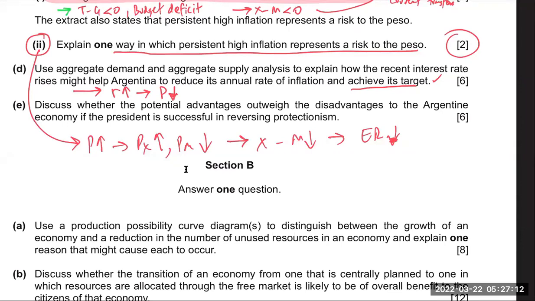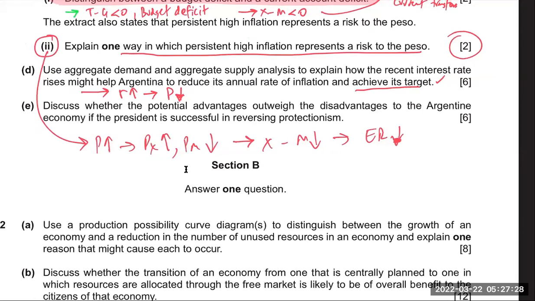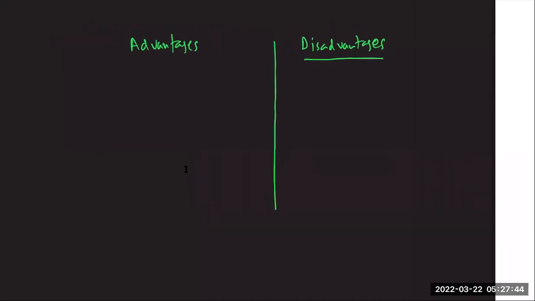Okay, let's look at our last part now. Discuss whether the potential advantages outweigh the disadvantages to Argentina's economy if the president is successful in reversing protectionism. So, in other words, he's asking us about advantages versus disadvantages of removing protection. So what are the advantages of removing protection, guys?